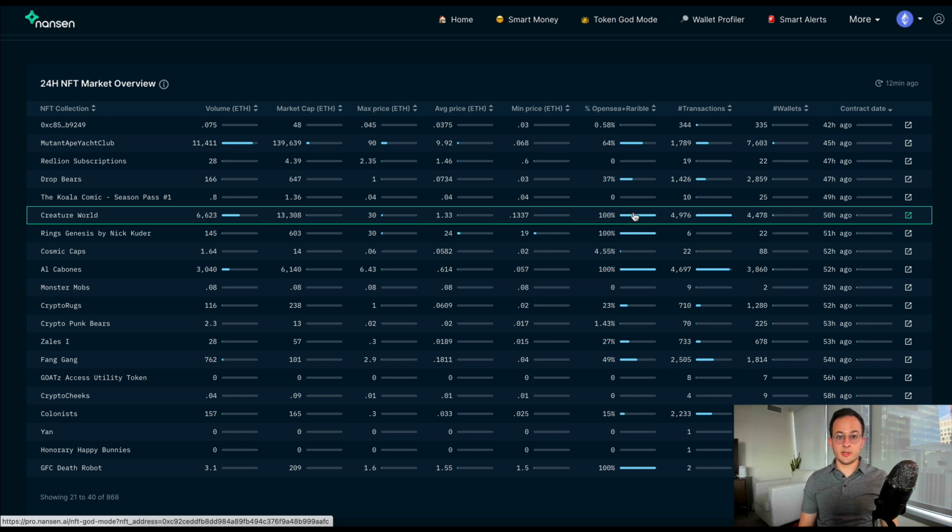So the third really important thing I like to look at is the number of wallets that actually hold this NFT collection. Now this is something that's extremely important that I'll get into in just a minute, but I want to show you why this was such an outlier to me. Bear in mind that there's only 10,000 NFTs in the Creature World ecosystem, so 4,478, which you can see here, is actually quite a bit.